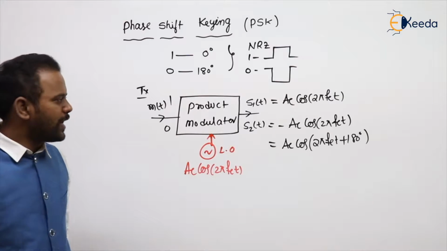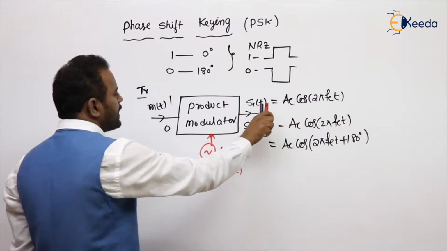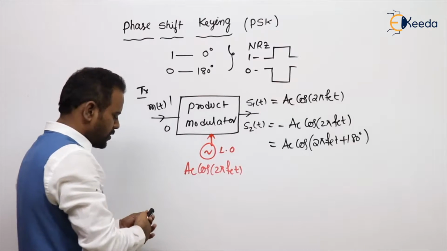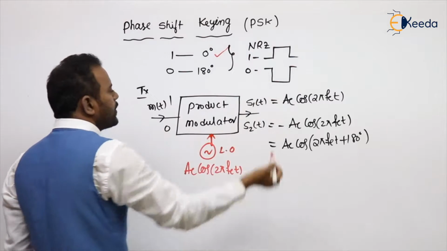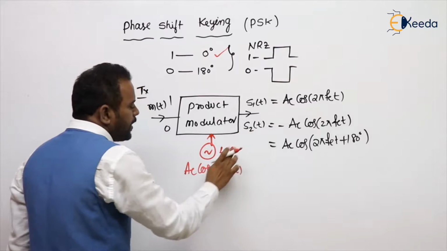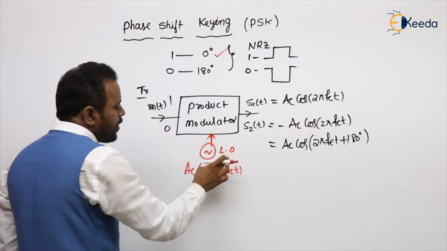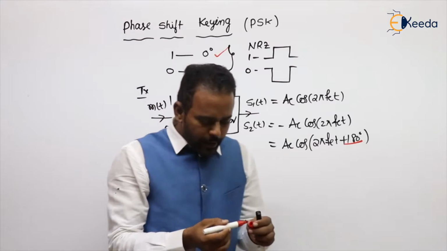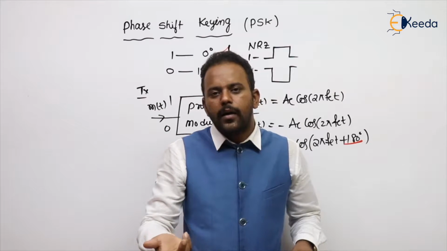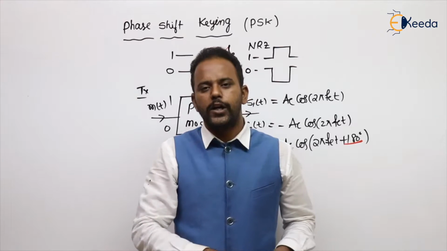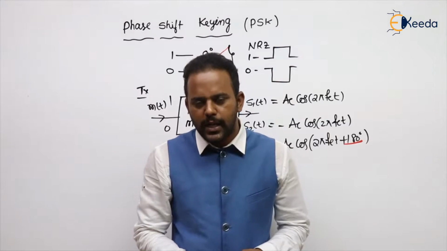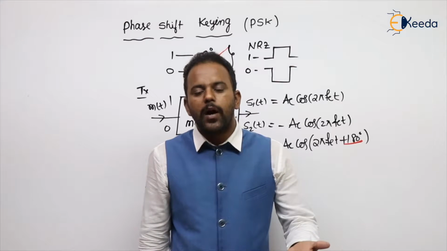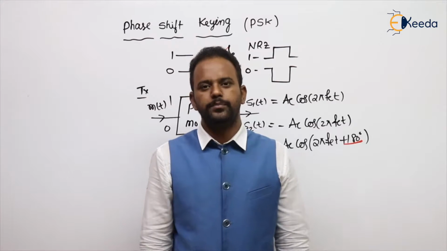Then you can see, students, compare the S1(t) modulated signal with the carrier. If we compare, both are in the same phase. So that's why I told binary 1 with 0 degree. Compare S2(t) with the carrier. If we compare S2(t) with the carrier, it is 180 degrees. So whenever there is binary 1, same carrier. Binary 0 means 180 degrees phase shift of the carrier. So in PSK, phase is varying between 0 and 180 as m(t) varies between 0 and 1. Clear?